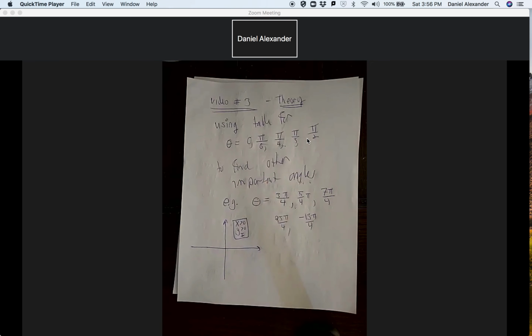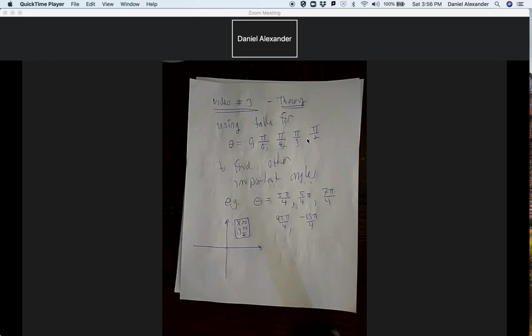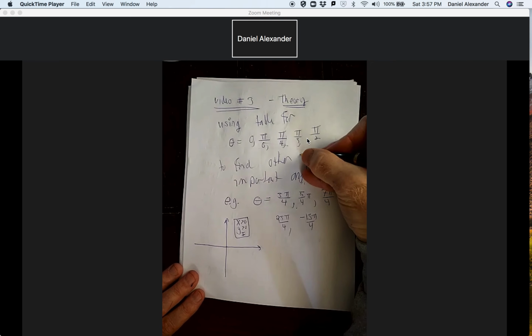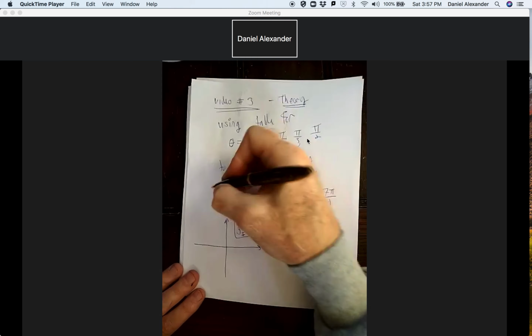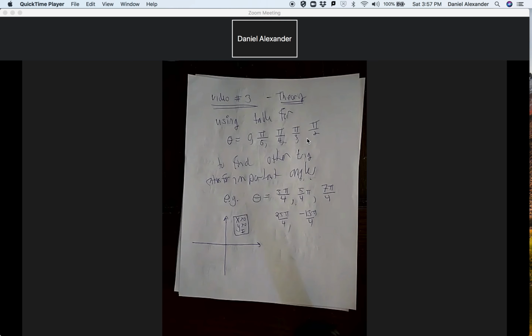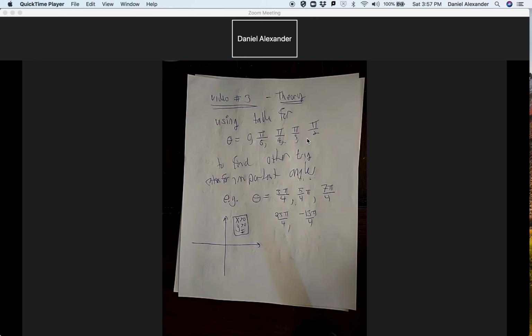This is video number 3. It's a theory video, and what I'm going to do is show you how to use the table for these angles to find the trig ratios for other important angles. For example, we're going to find them for theta equals 3 pi over 4, 5 pi over 4, 7 pi over 4, 25 pi over 4, and minus 13 pi over 4.